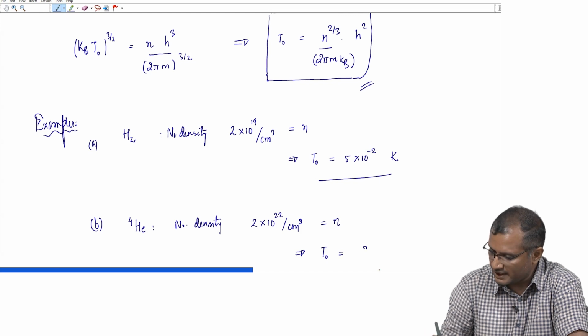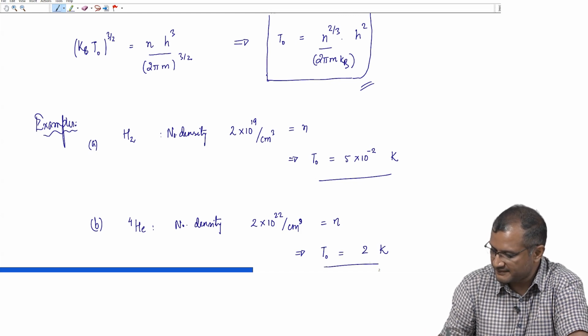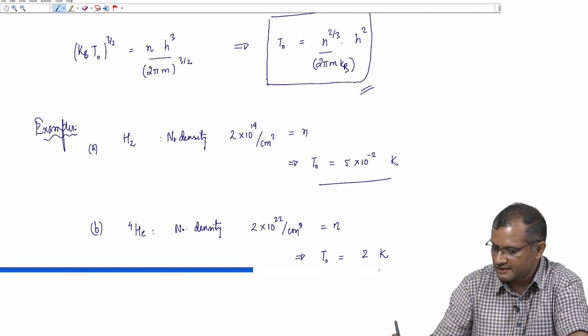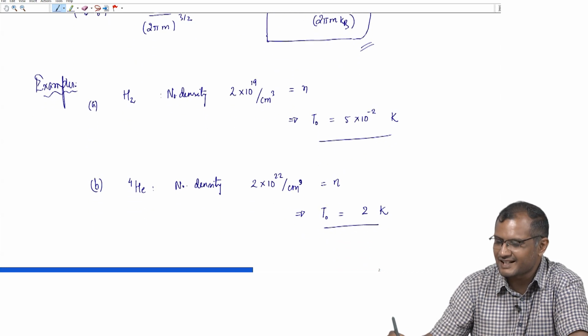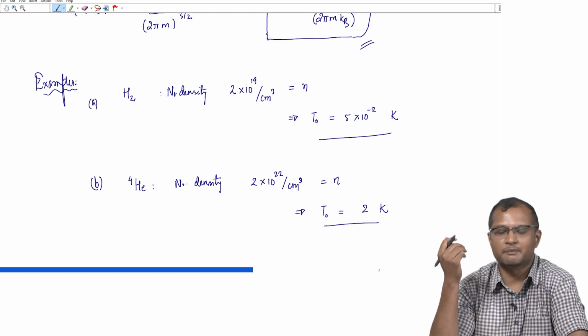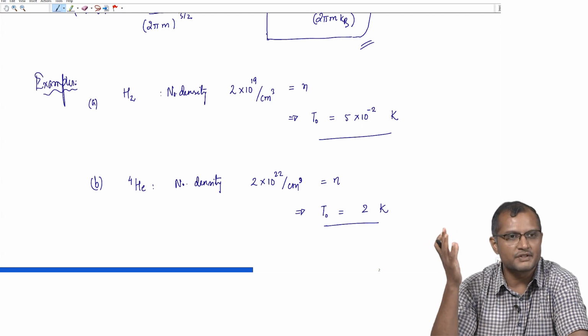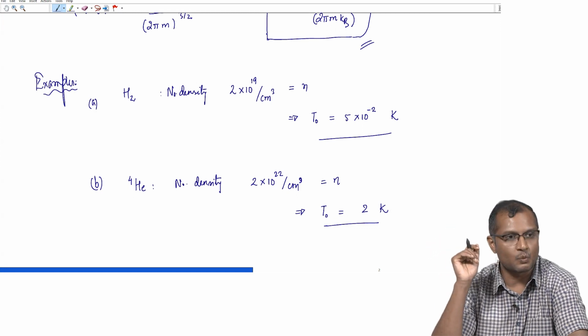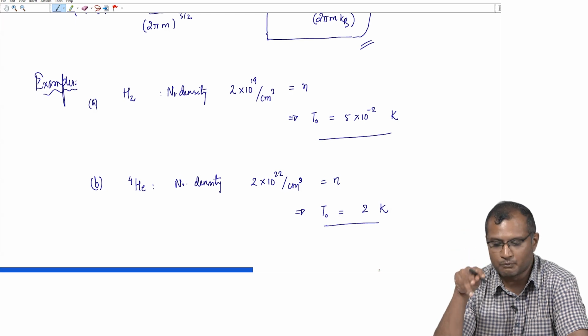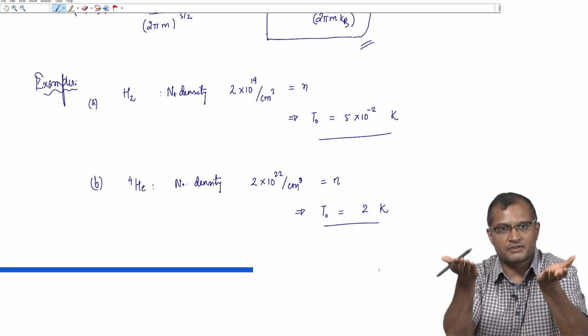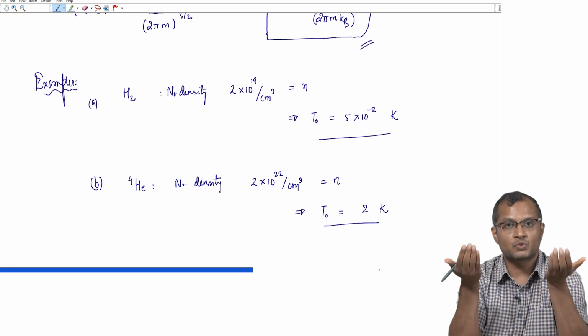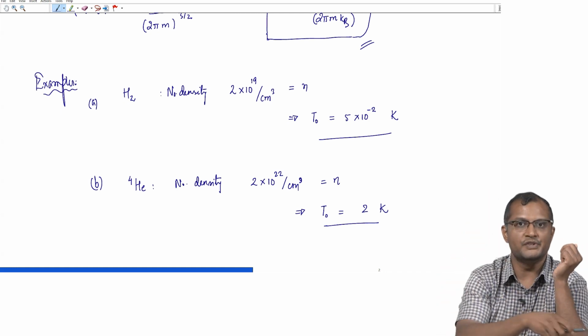is of the order of 2 kelvins, which is in some sense 100 times higher than the previous guy. Previous guy was of the order 0.01, this guy is of the order 1. So, already by boosting density I have actually made quantum mechanical effects come sooner. So, I do not have to go all the way to 0.01 Kelvin now.